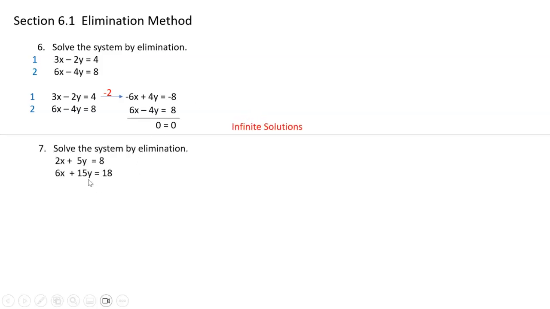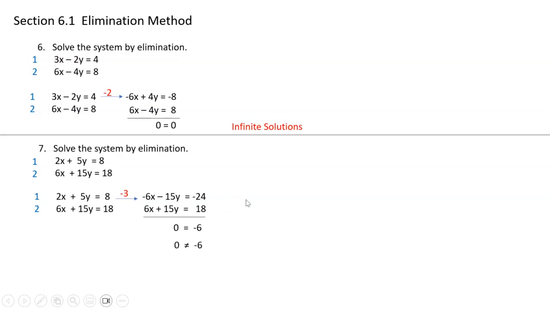Now let's do one with no solution. Let's multiply negative 3 by equation 1. That's going to give us negative 6x minus 15y equals negative 24. We slide over equation 2. When we add them, it's going to give us 0 equals negative 6, right? That's not true, which means no solution. It means the lines will never intersect. It means the lines are parallel.